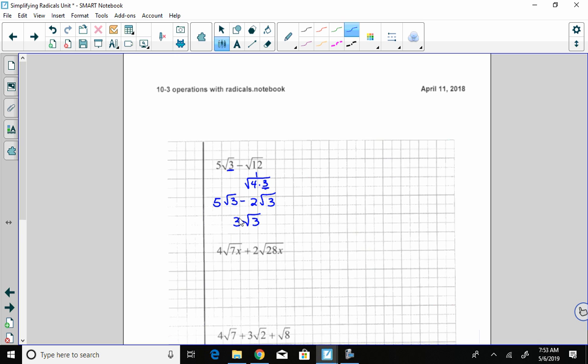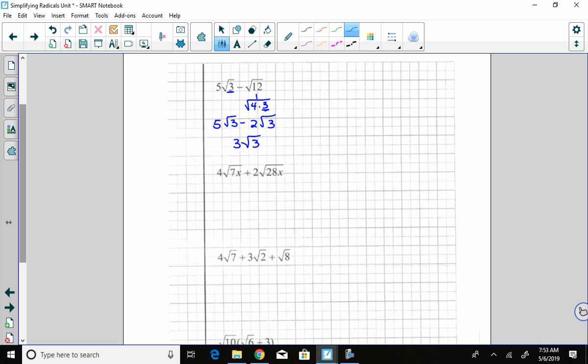What about 4 square root 7x plus 2 square root 28x? We'll take a look at this one. This first one here is the most simplified versus the 28x. So I'm probably going to break the 28x up, right? I'm going to take the square root of 28 and make it become the square root of 4 times 7x. I want those two to match.